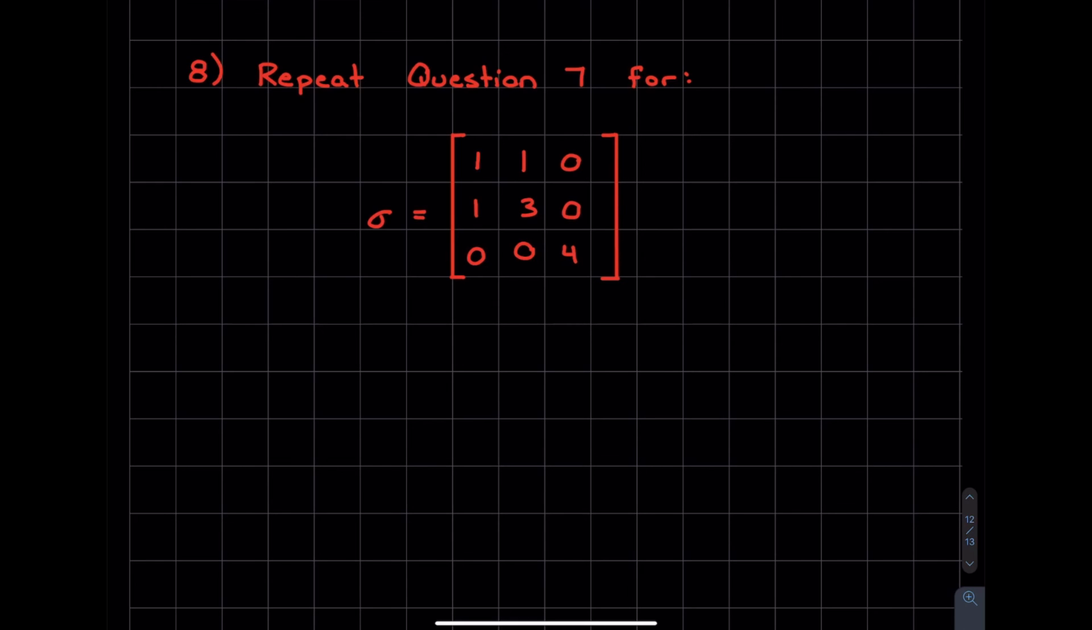So question 8 says, repeat question 7 for this new sigma. And it's funny because this sigma is actually 3 by 3. And now I'm going to tell you guys kind of the secrets going on here. We got some secrets to tell you guys. The first one is that if you're ever given a 3 by 3 on your assignment, do it in Mathematica. So much easier. The second part is if you guys are ever given a 3 by 3 in an exam and you can't use Mathematica, it's going to be a pretty easy question. It's not going to be too bad whatsoever.